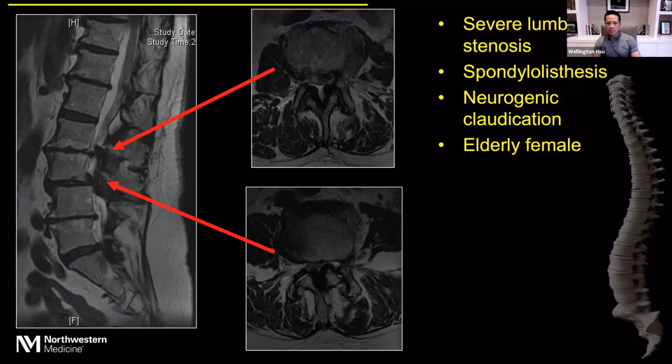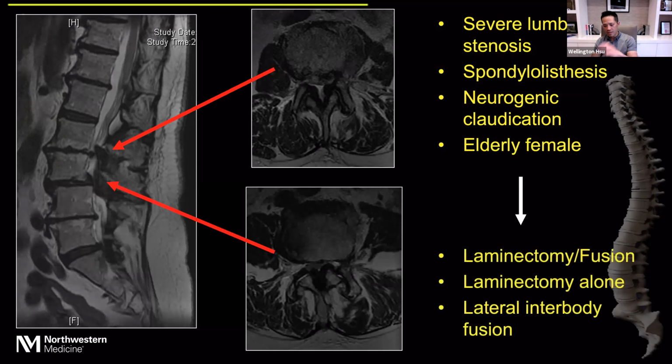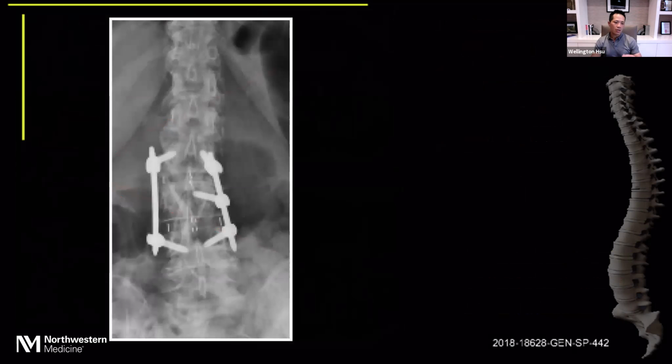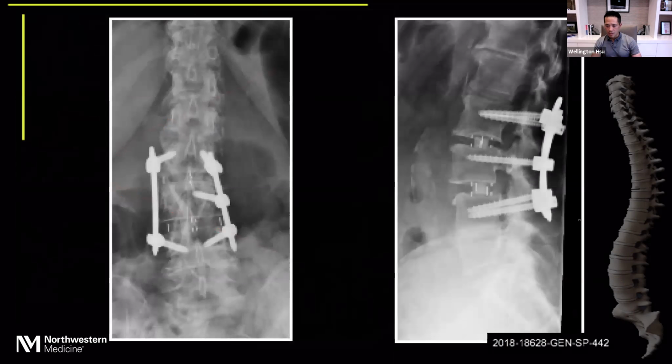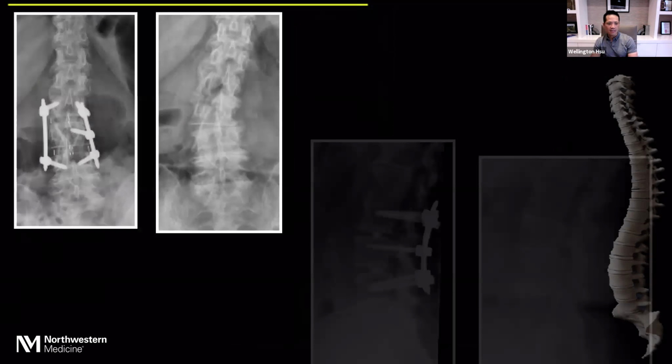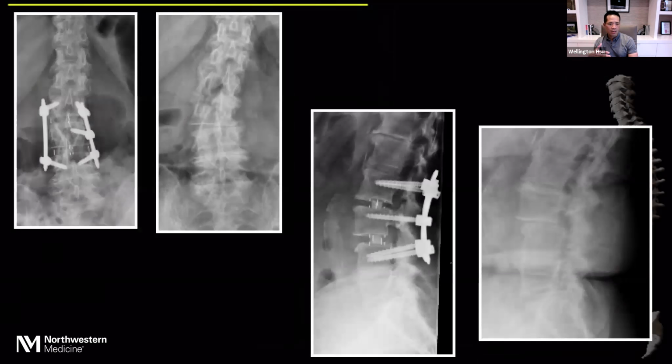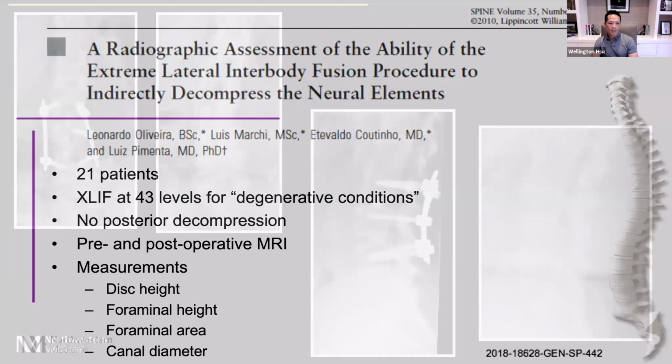But in this individual, these options are all reasonable, but we decided to do the lateral approach to minimize blood loss and got a good result. And I feel like her degenerative scoliosis was improved, which was part of the issue that caused her pain.